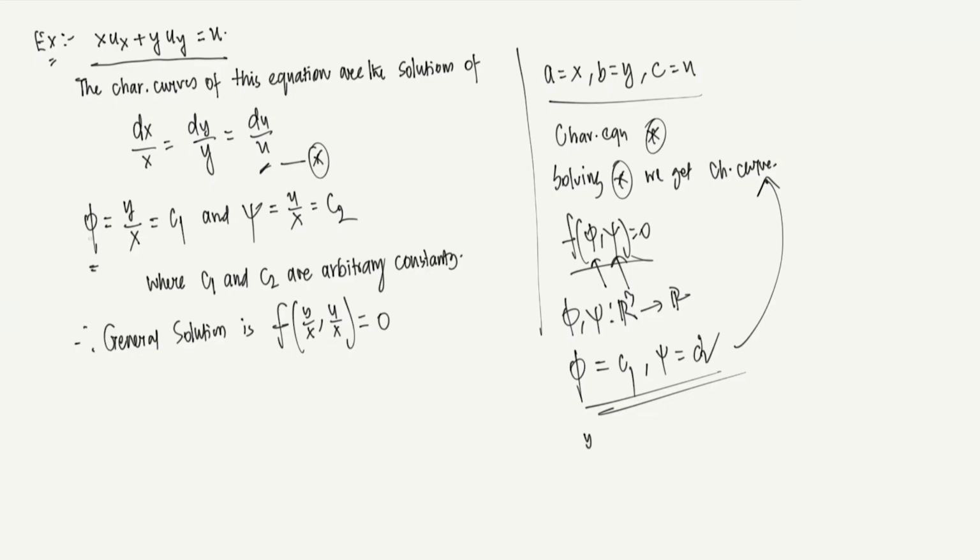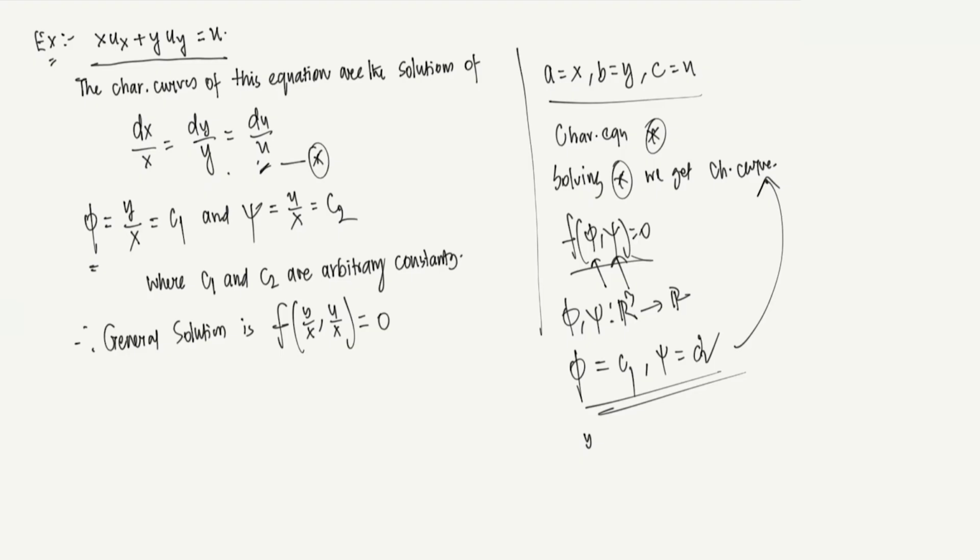So basically, if you are taking phi to be y by x, then phi is constant along the characteristic curve. Again, solving these two, you are getting psi, that is u by x is constant C2, right? So if you are taking psi to be u by x, then psi is constant along the characteristic. So C1, C2 are arbitrary constants. Now this is your phi and psi. What are those? These are functions.